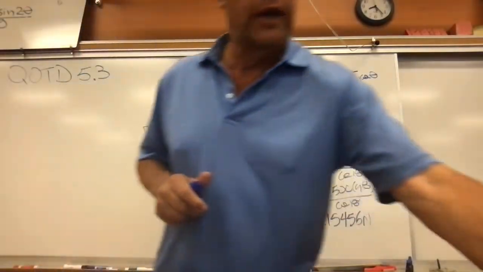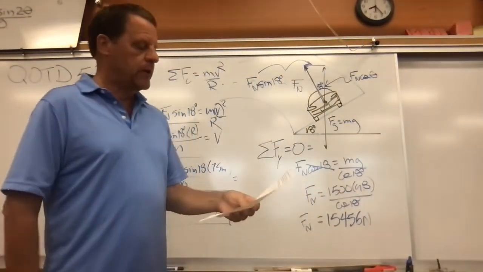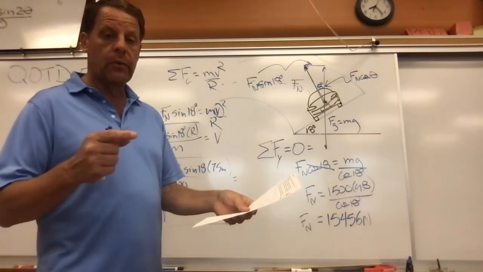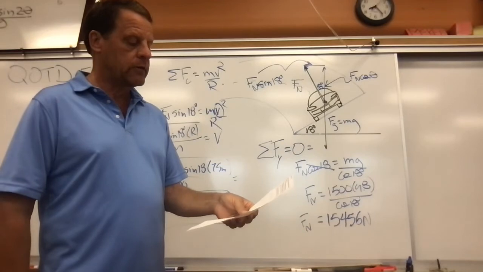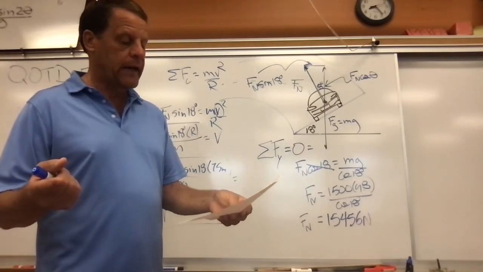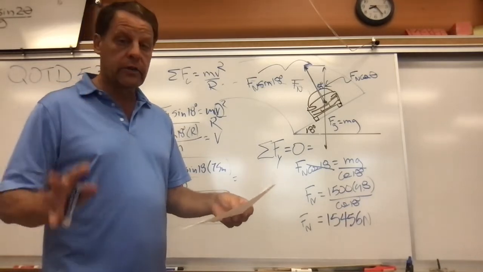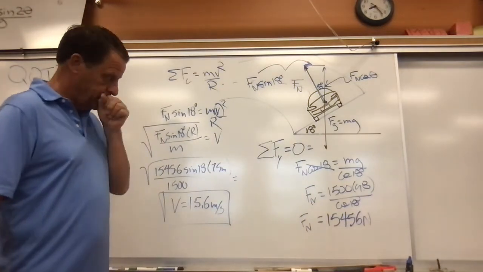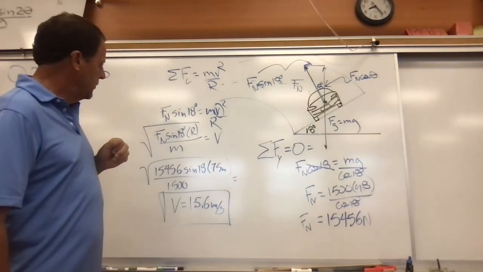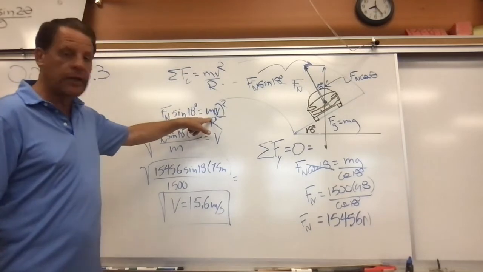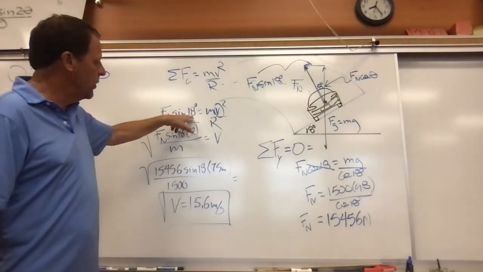All right, so that is going to be part one, and now we're going to do part two. Part two says if the maximum speed were 25, at what angle would the bank have to be in order for the car not to rely on friction? So we're essentially going in the backwards direction here. We are still going to have this force normal sine is equal to mv squared over r, except we don't know what that angle is, right?